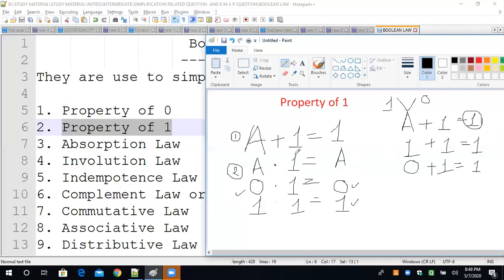So here the output will depend upon the value of a, but there, whatever the value of a, the answer will be confirmed 1. Now you can see a plus 1 is equal to 1, or 1 plus 1 is equal to 1, or 0 plus 1 is equal to 1, no problem. So by putting in the values 0 and 1, you can check. So this point is clear to everyone. Just a moment, I'm just erasing.